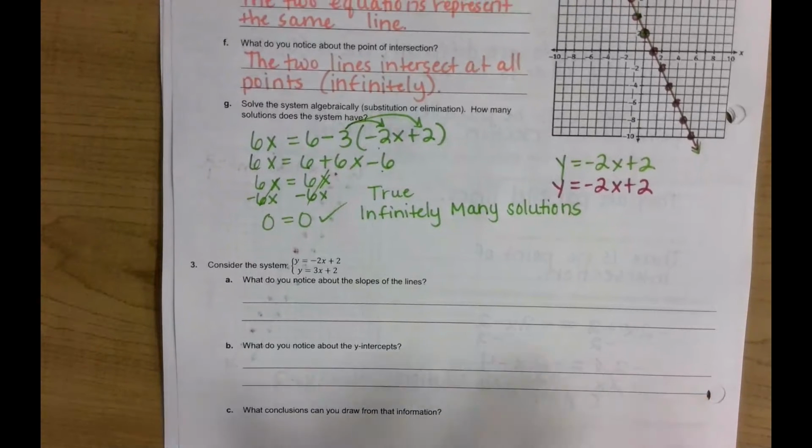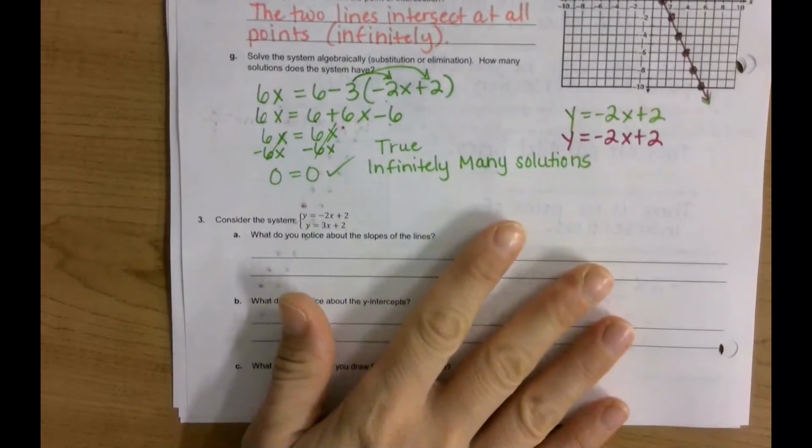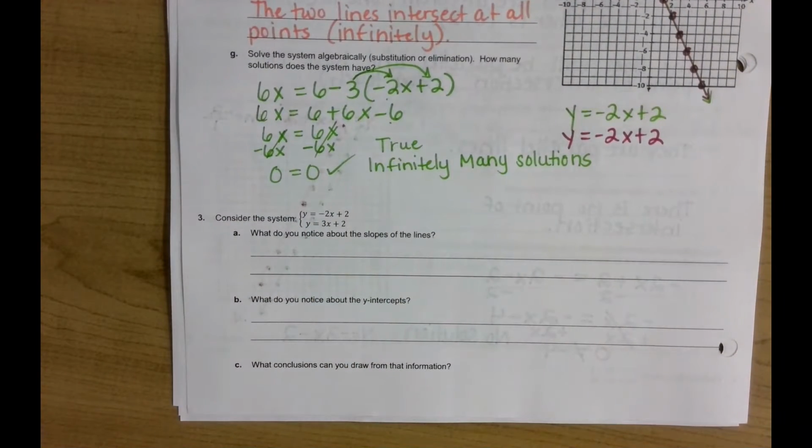All right, consider this next system. y equals negative 2x plus 2 and y equals 3x plus 2. Pause the video and do all of the ones for number 3, so A through G again. All right, you should have paused the video to do these.